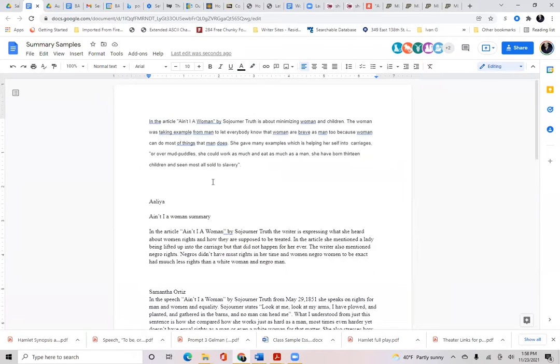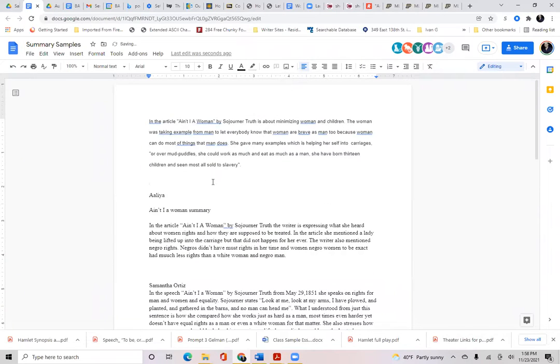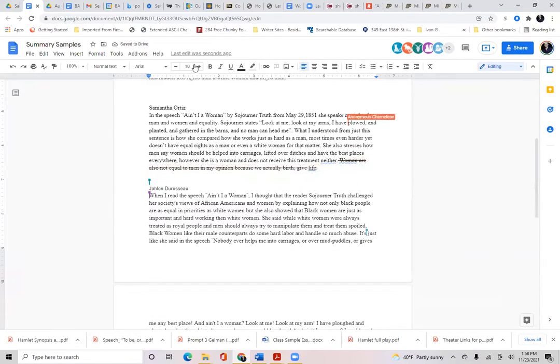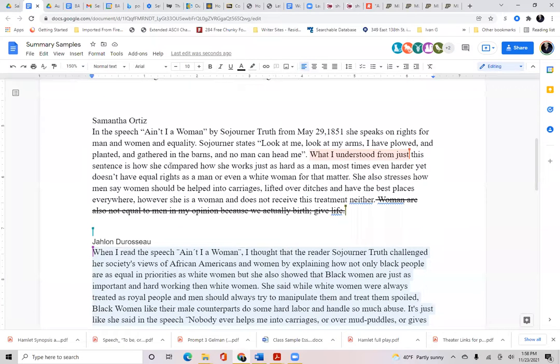We're having the benefit of watching some of your other classmates, so we can take a peek to see what Samantha is doing, and let me make it bigger. Right? In the speech on a woman by Sojourner Truth from May 29th, she puts a date. She speaks on the rights for men and women equality. Sojourner states, look at me, look at my arms. I have plowed and planted and gathered into barns. No man can lead me. Yes, okay.